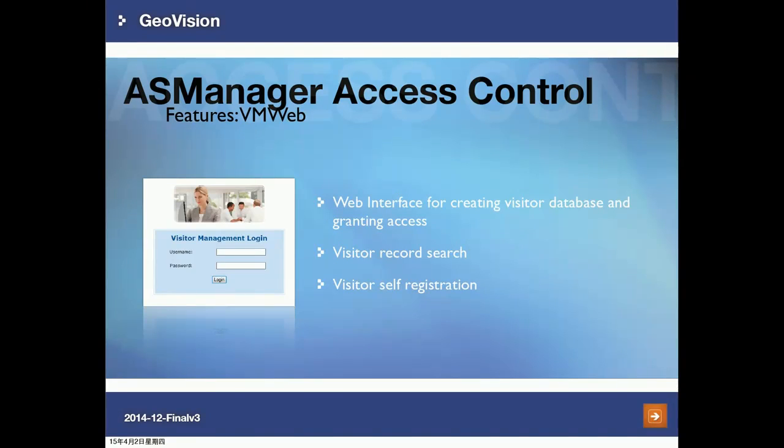Here are the features for VMweb. You can use VMweb by connecting to ASManager remotely using a browser. So this is used to create a visitor database and also grant access when a visitor requests permission to access the compound. You can also do visitor record search, and visitors can also use the VMweb to register for their own access.